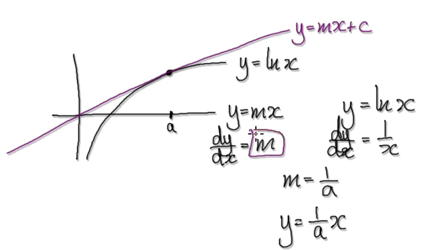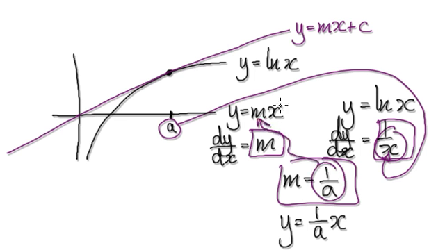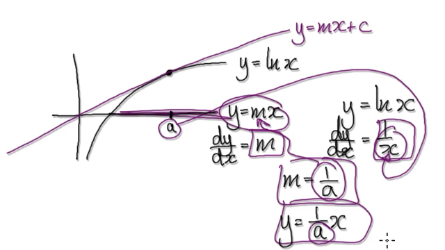Remember, we are trying to make the demand that the gradients here must be the same as the gradients here. So at this location, you would put A into here. So m equals 1 over A. So now we can put this into here. So our equation is going to be 1 over A x. But the thing is, we don't know where A is. A could be anywhere along here. So we need to work out this location A.